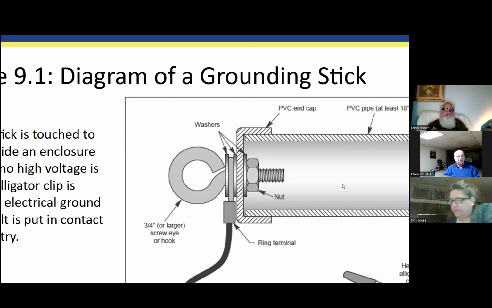Another way to do this is just to take a wooden dowel, maybe a 3/4 inch or 1 inch wooden dowel, a couple of feet long, and put an eye bolt in the end of it, with a stranded wire and an alligator clip. That's pretty easy to do.